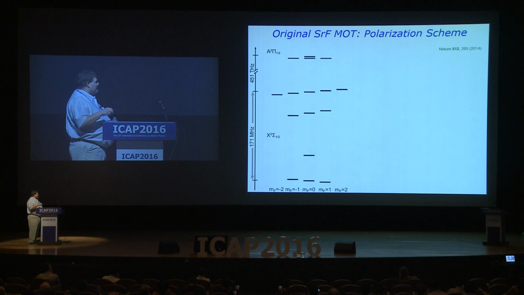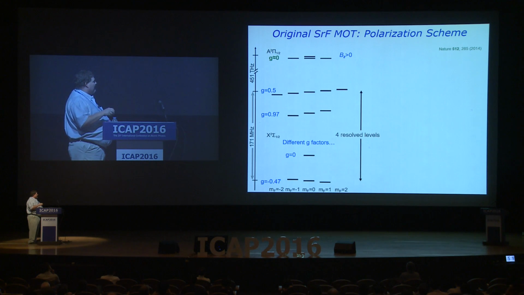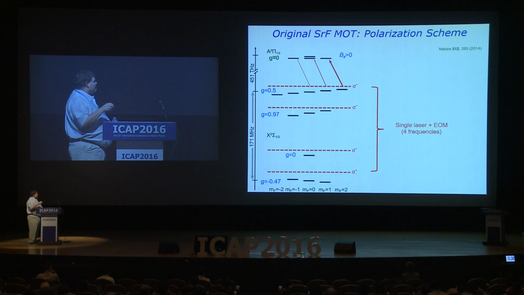To give you a bit of a sense of just how ugly it really is, here's the level structure of the ground state and the excited state of the molecule in a magnetic field. There are these 4 resolved spin, rotation, and hyperfine levels. All of them have different g factors. The excited state has a g factor of roughly 0 because of the molecular structure.